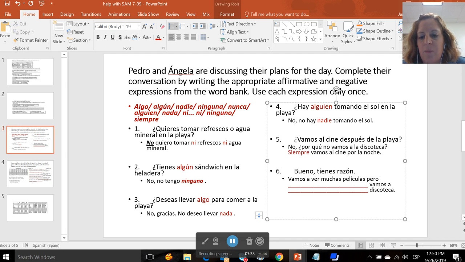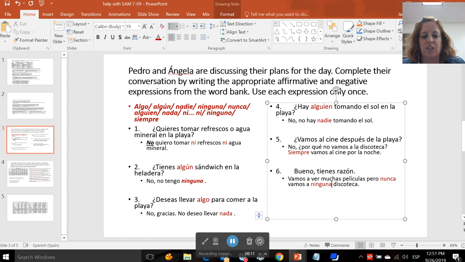Bueno, tienes razón. Vamos a ver muchas películas. Pero blank, vamos a la discoteca. So here it's saying, like, we always go to see a lot of movies, but we never go to not even one discoteca. It says only once. So, oh, that's right. Okay, so we go to see a lot of movies, but we never go. So that would be nunca. Because here it's always, we always go. We never go to not even one discoteca.